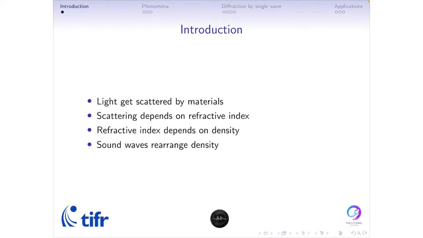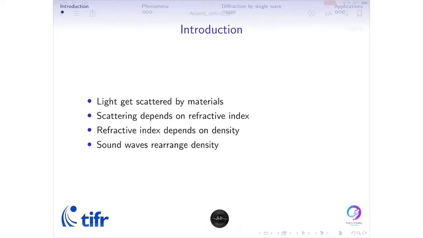So basically we know that light will get scattered by materials. When this light passes through a crystal, it will get scattered or refracted, that we know. And this refraction will depend on the refractive index, and the refractive index of the material will depend on its density.